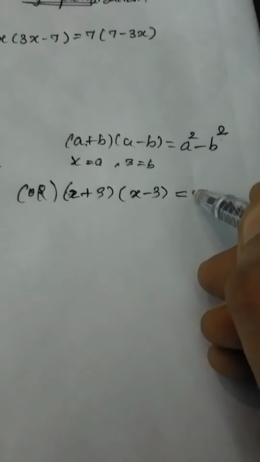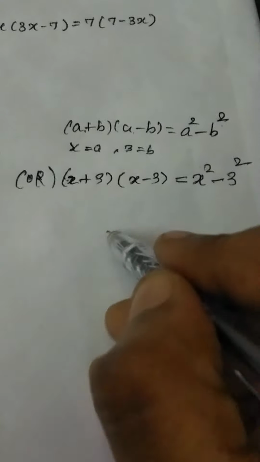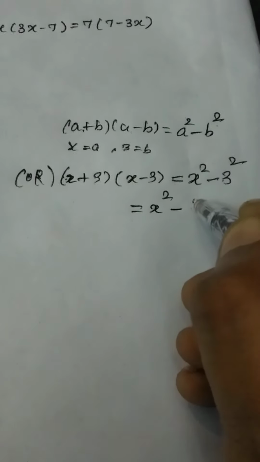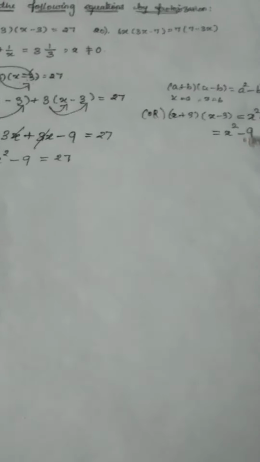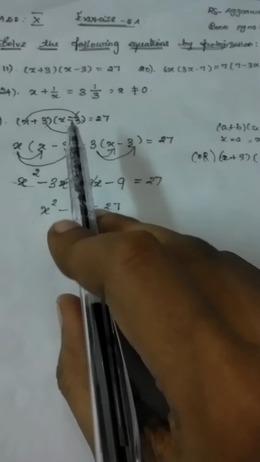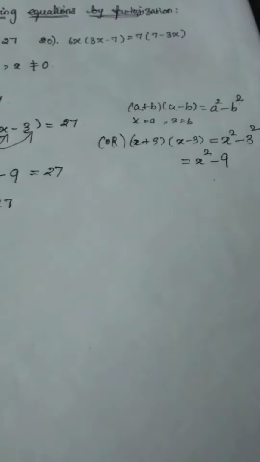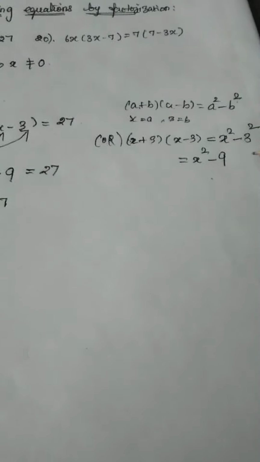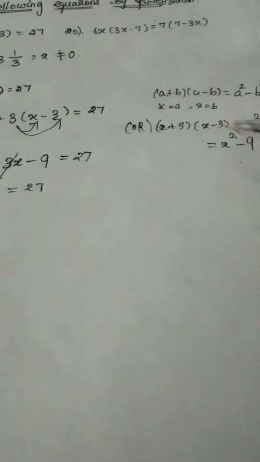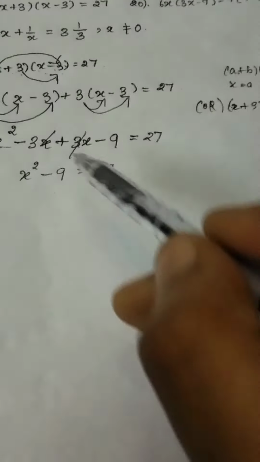So a is nothing but your x and b is nothing but your 3, that is 3 square. So what is the answer? x square minus 3 square is nothing but 3 into 3, it is 9. Just look here. Here also x square minus 9 and here also x square minus 9. So instead of this algebraic product, you may apply this identity also. If you are very good in identity, you can use the identity for the LHS side to solve it. Because both ways we are getting the same answer, x square minus 9.